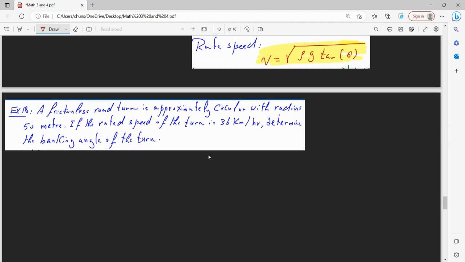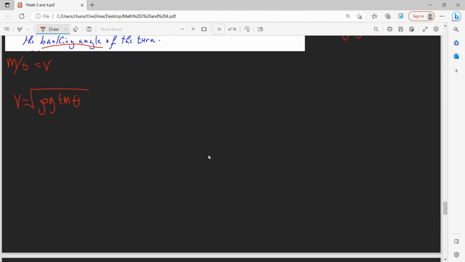So if we were to apply this equation, let's write it out. So in this equation, we want to find the banking angle. The units that we are going to use is meters per second for velocity. So then it remains consistent with what we are working with. So we have our equation V equals the square root of rho g tan theta, and we want to find what our theta is. So let's isolate for that.